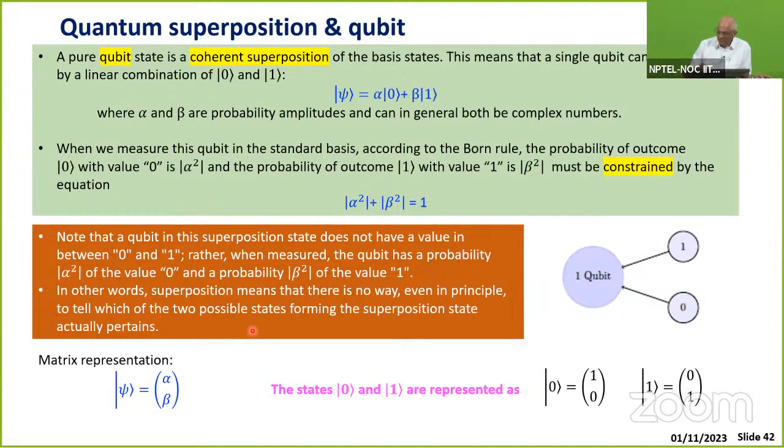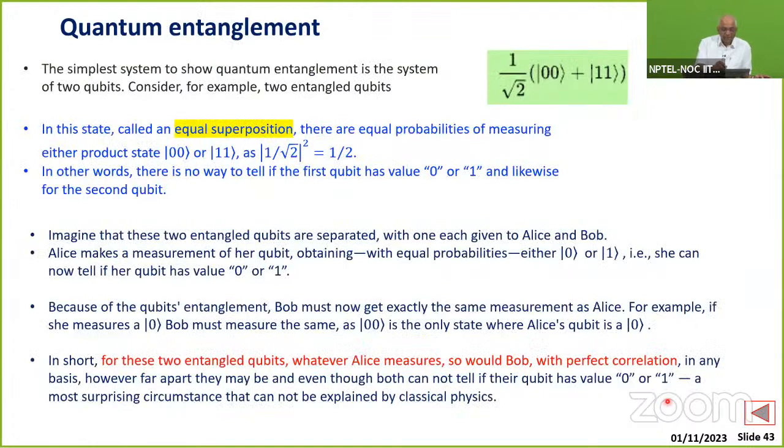So now the states are represented by 1 or 0, or 0 or 1. So the quantum entanglement, now you can take care of this by this function here. So in this state, an equal superposition, there are equal probabilities of measuring 0, 0 or 1, 1. In other words, there is no way to tell if the first qubit has a value of 0 or 1, and likewise for the second qubit. But once you measure, then you know what the value of the other qubit is. Okay.